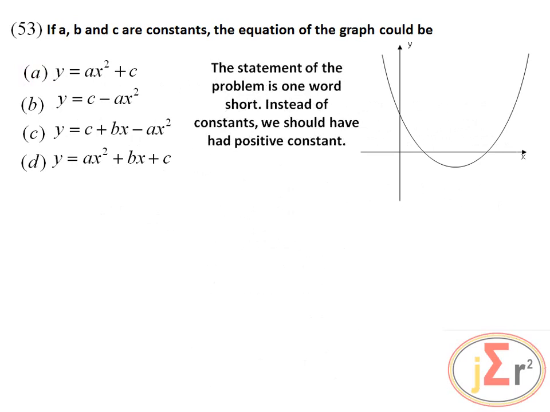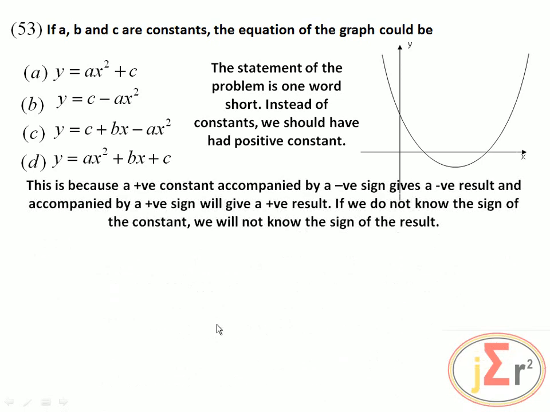If A, B, and C are constants, the equation of the graph could be which one of these options? The statement of the problem is one word short, I think. In my opinion, the statement of the problem is one word short. Instead of constants, we should have had positive constants.